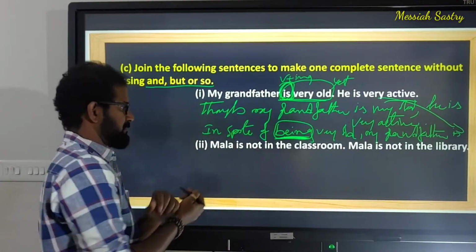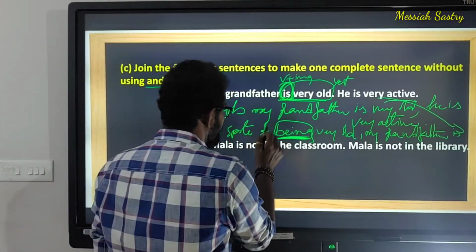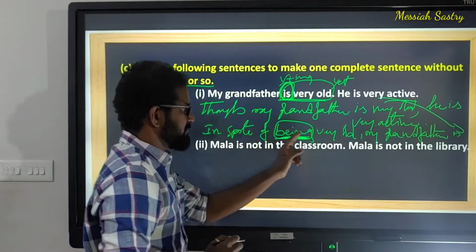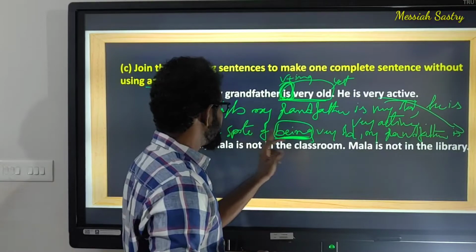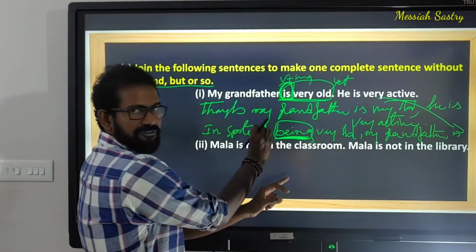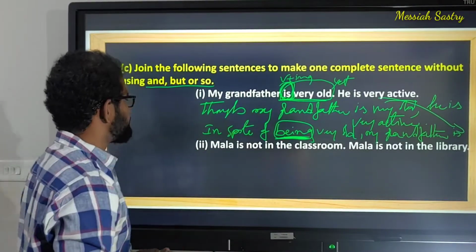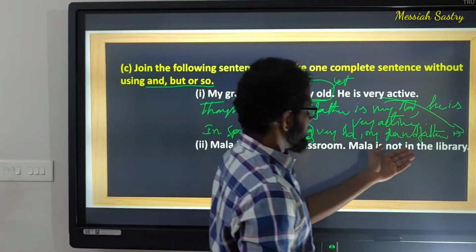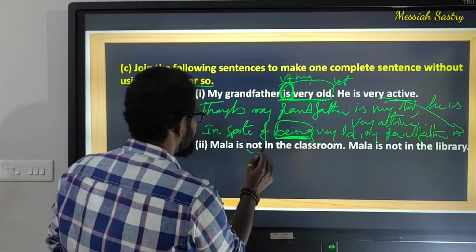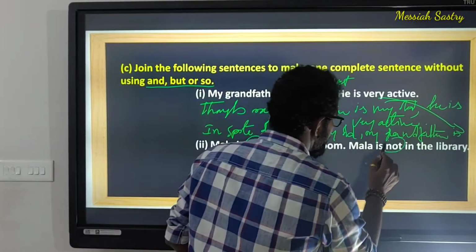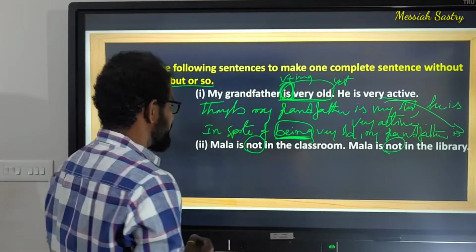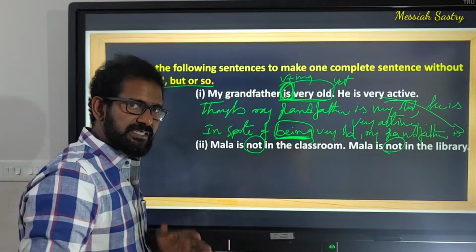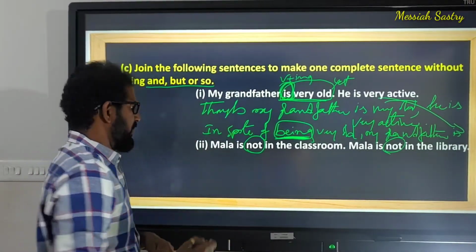Even we can write with despite. Only thing is we don't use of after despite. Despite being very old. No of. Next. Mala is not in the classroom. Mala is not in the library. Not in the classroom, not in the library. Then when it is not, we use correlative conjunction neither nor.